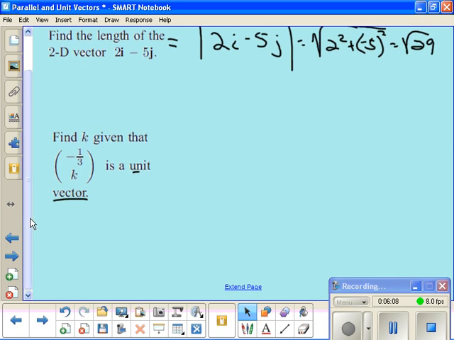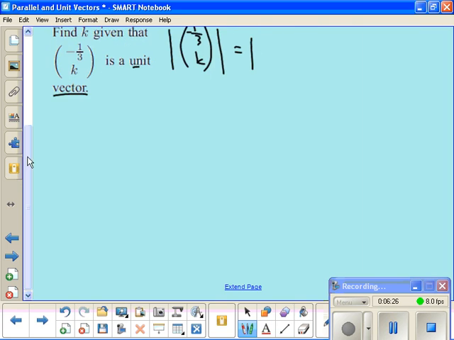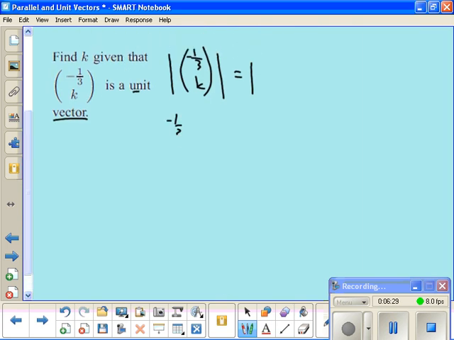Now here it's asking for a unit vector. So we need to find the value of k that has a length of 1. So really what we want to know is this vector, negative 1/3, k, has to have a length of 1. Well, to do that, I'm going to simply take negative 1/3 squared plus k squared, square root that, equals 1. Because that's how you find magnitude, is to square them, add them, and square root them.